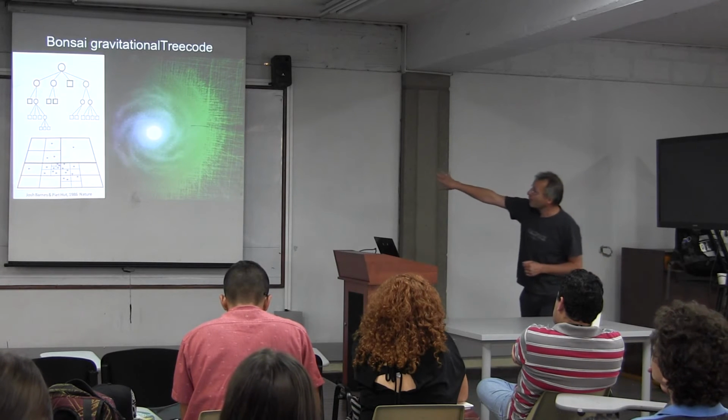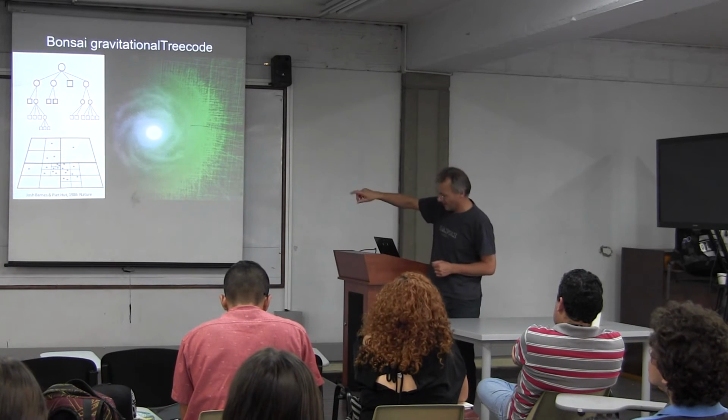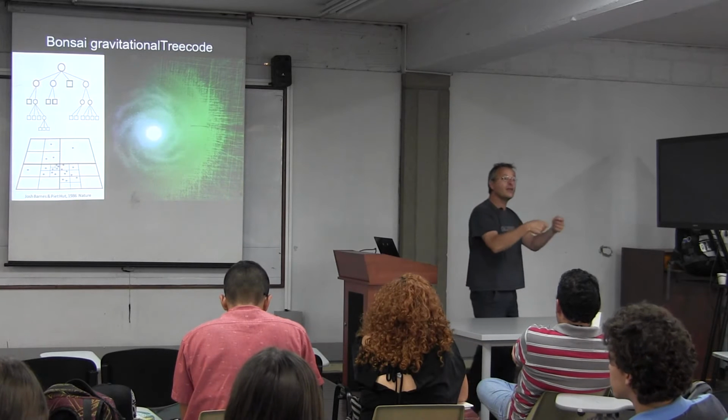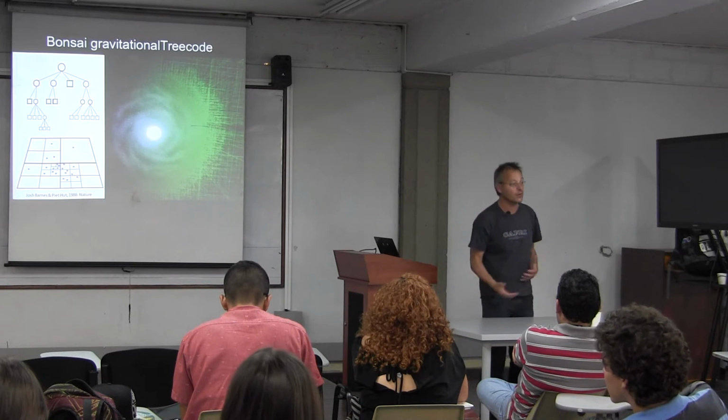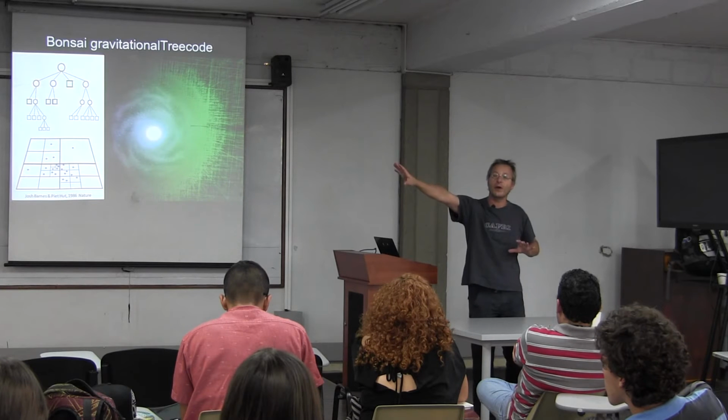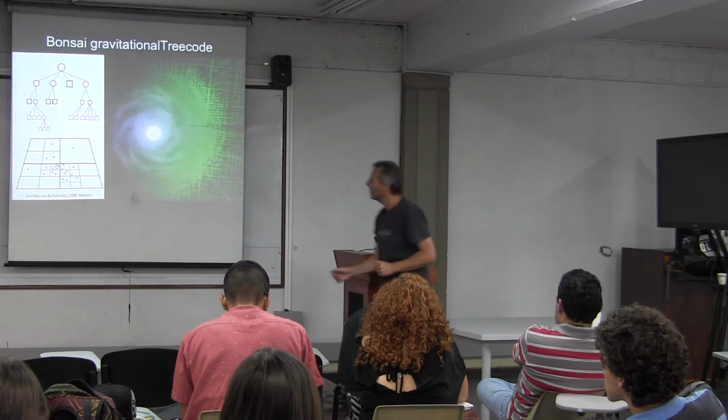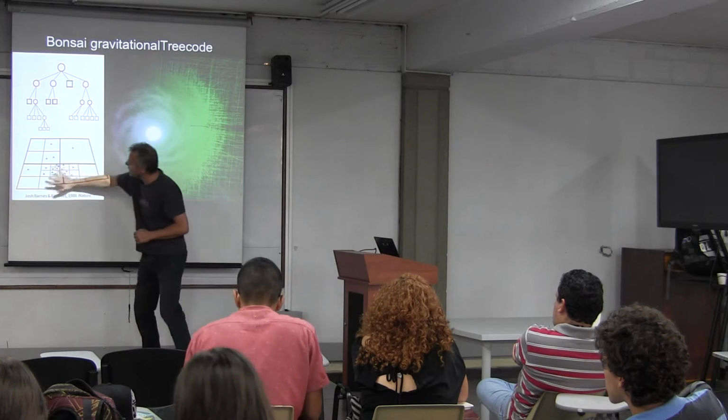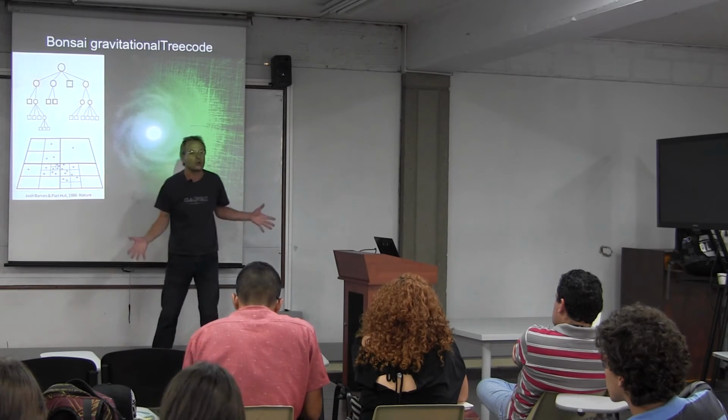So this is an image of the galaxy from top, the simulated galaxy. And instead of using direct N-squared, we use a tree code. So we say things which are far away, I take together in boxes. Here you see it. This is sort of a two-dimensional representation. Well, the galaxy is two-dimensional also, sort of, right?